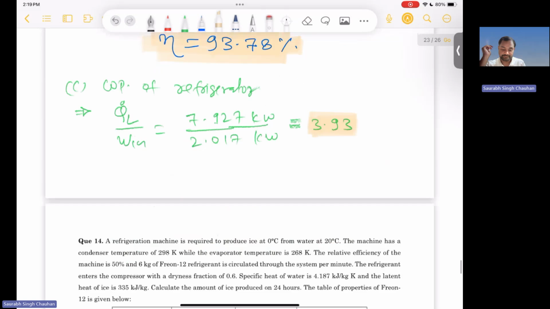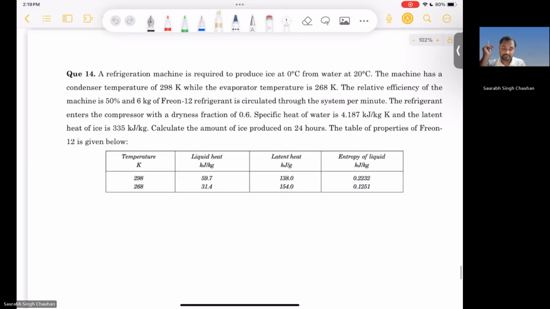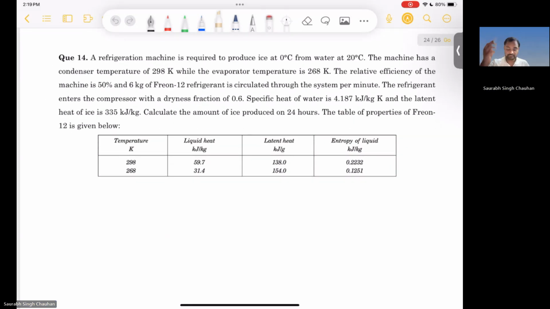Question number 14. Question number 14 says a refrigeration machine is required to produce ice at 0 degrees Celsius from water at 20 degrees Celsius. Okay, so water is initially at 20 degrees Celsius, and the machine is required to produce ice at 0 degrees Celsius. Okay, the machine has a condenser temperature of 298 Kelvin, and the evaporator temperature is 268 Kelvin. Fine. The relative efficiency of the machine is 50%.